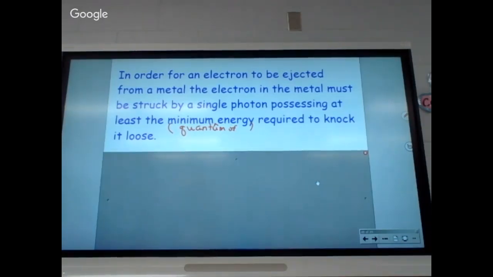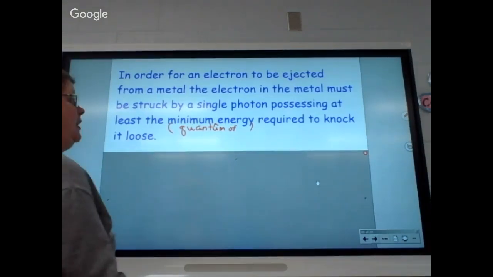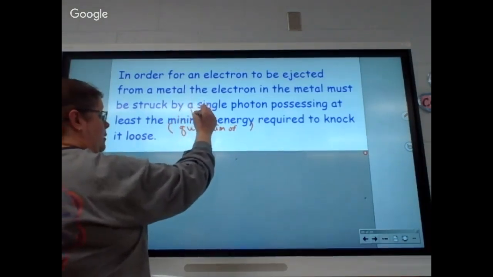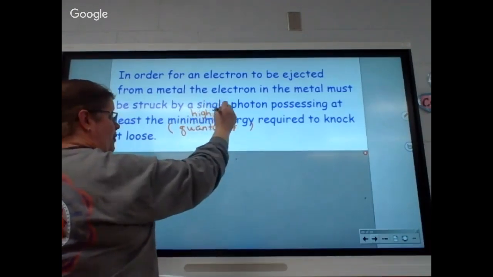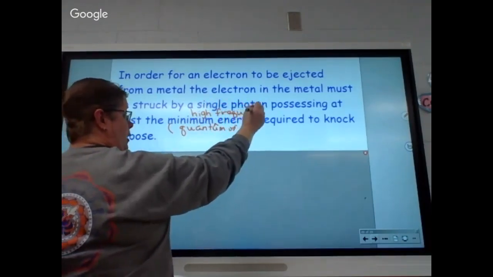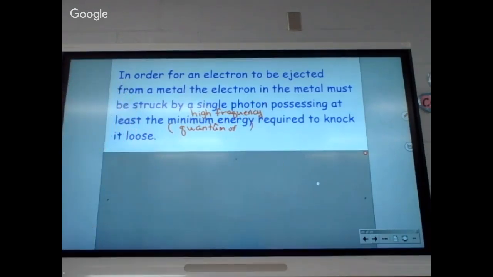So in order to knock an electron loose from a metal, or to be ejected from the metal, it has to be struck by a single photon. That's a single one of those dots that I drew. All right? And that has to have a minimum amount of energy to knock it loose. Now, when we say a minimum amount of energy, we could just as easily have said a high frequency. All of those words are interchangeable because you have to have a high enough frequency.